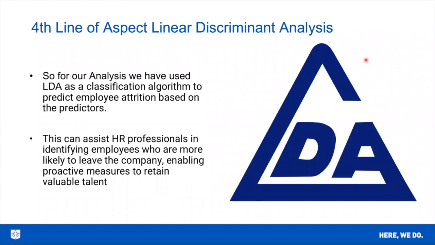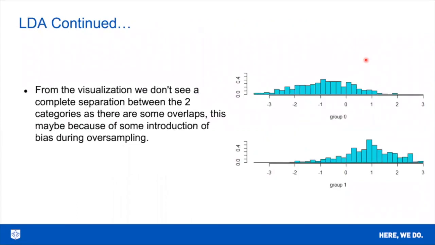So the fourth line of aspect in our analysis was linear discriminant analysis. LDA can help HR professionals recognize employees who are at high risk of leaving the company, allowing them to take proactive steps to retain valuable talent. After doing LDA and considering all the variables, here we get a plot of the LDA model, which displays the separation of the groups. Although the discrimination is not highly pronounced, this is possibly due to bias and noise introduced during the oversampling process.